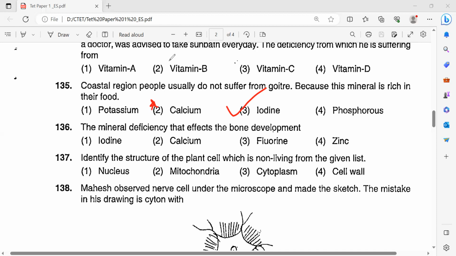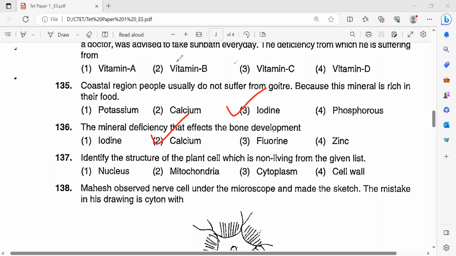And this potassium is there, no? Due to a decrease in potassium, the heart rhythms will not be rhythmic. There will be variation in the heart rhythms. So these are all the deficiency diseases. So the coastal region people's food will be rich in iodine, so they will not suffer from goitre. The answer here is iodine. Next, the mineral deficiency that affects bone development: calcium.